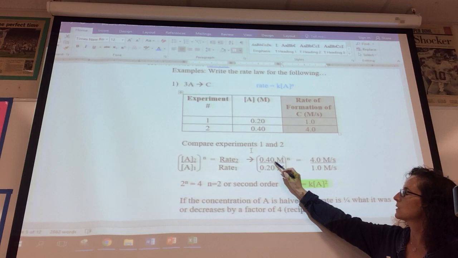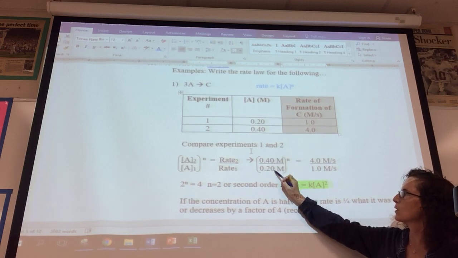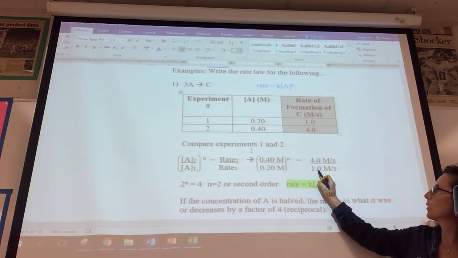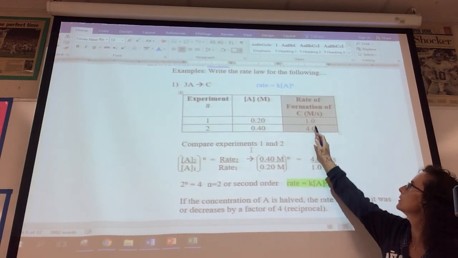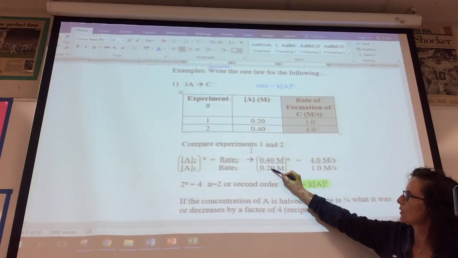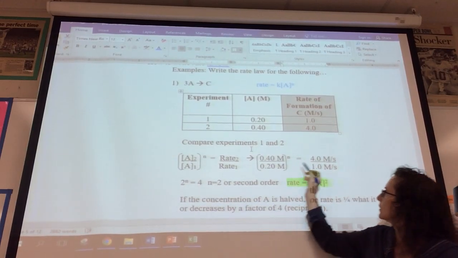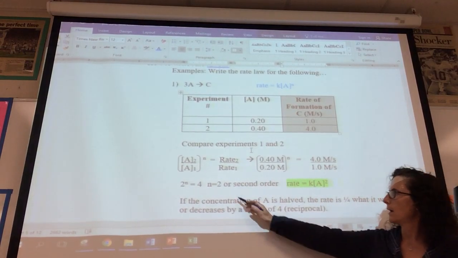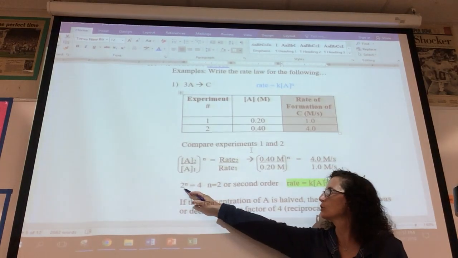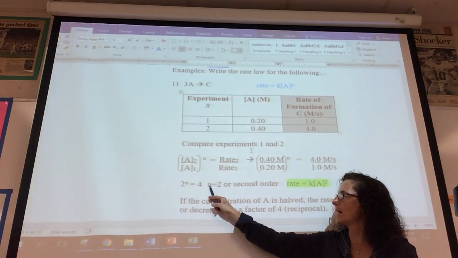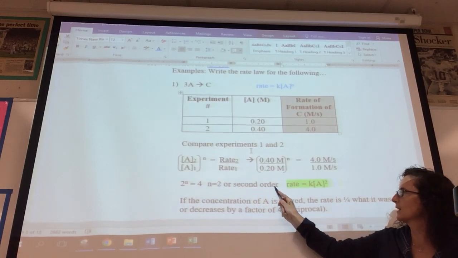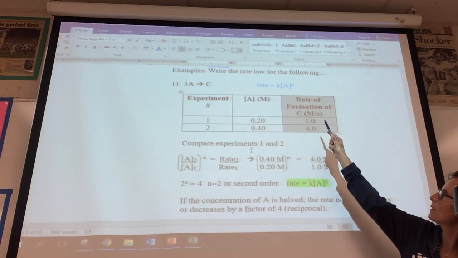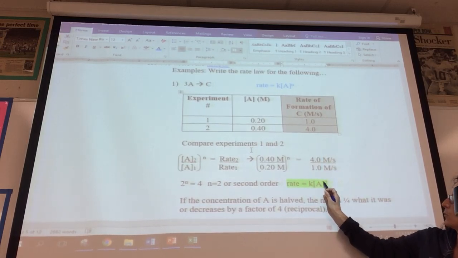Now I'm going to plug those quantities in. I've got 0.4 molar over 0.2 molar to the n, 4 molar per second over 1 molar per second, which I got from here. This over this is 2 to the n. This over this is 4. You can see the units cancel. 2 to the second power is equal to 4. So n is equal to 2. We have second order with respect to A. So now from that rate law up there that I'm trying to figure out, I replace the n with a 2.